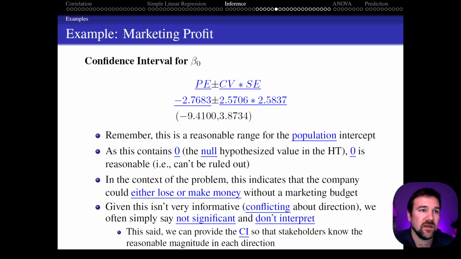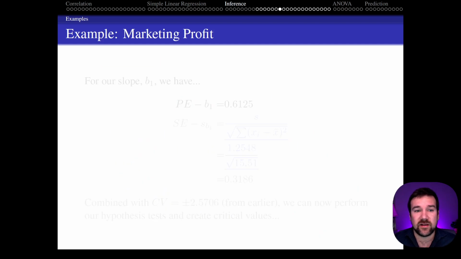So typically what we do in terms of interpretation is we start with our significance test. If it's significant, we go on and interpret, and usually provide a confidence interval so that we know the relative reasonable potential magnitudes in any direction, the best and worst case scenarios, reasonably based on our data. But if it's not significant, we just leave it. We say there's not enough evidence to know if no marketing budget is going to be good or bad, and then we let it go from there.